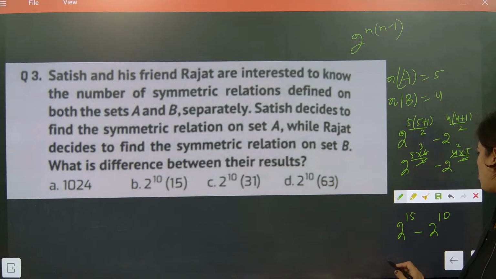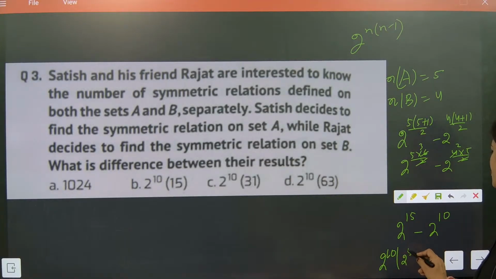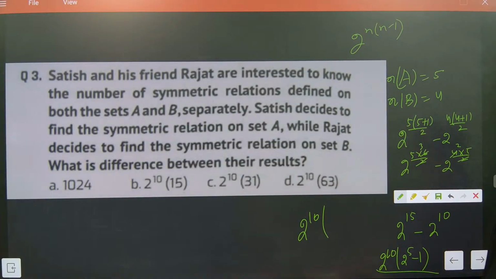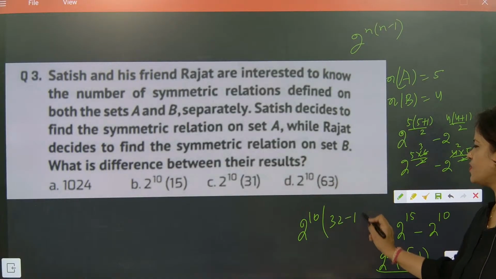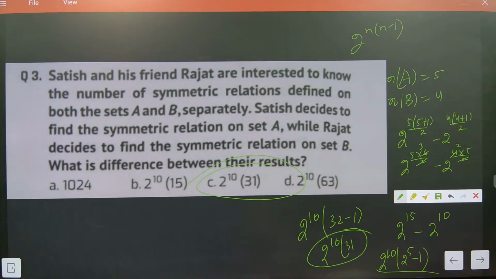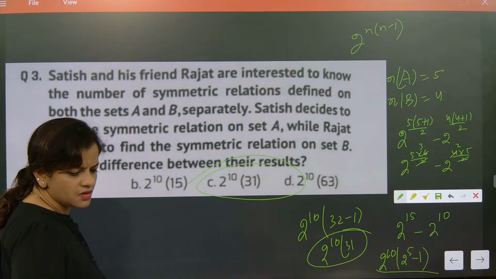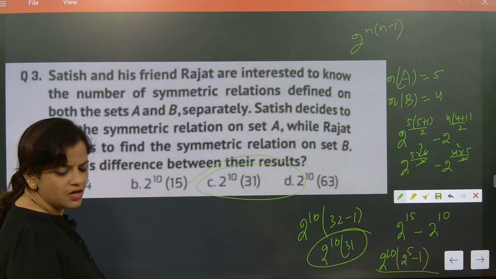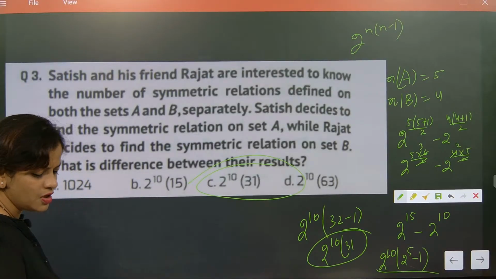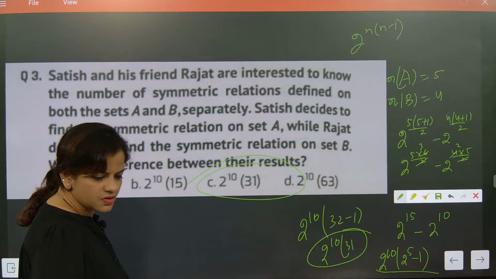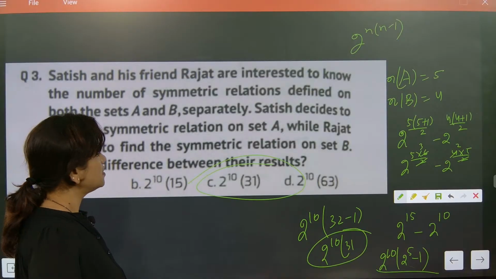Take 2 to the power 10 common. So 2 to the power 5 minus 1. 2 to the power 5 is how much? 32. 32 minus 1. So 2 to the power 10 into 31. This is the answer. So this is exactly the way to proceed. Symmetric relation, thousands of times I told you, the symmetric relation formula is this.